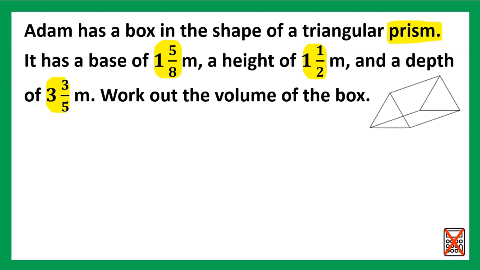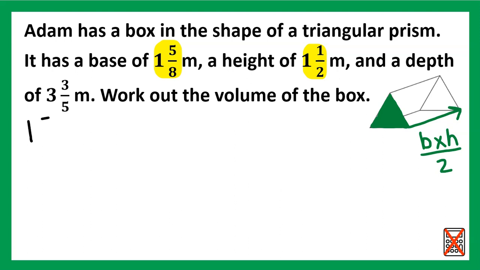The volume of any prism can be worked out by first finding the area of the cross section, which is the 2D face which appears throughout the whole of the 3D shape, which in this case is the triangle at the front. Once you have the area of the cross section, you can multiply by the height or the depth depending on the rotation of the shape. So starting off with the area of the cross section, which in this case is a triangle, I can work out the area of a triangle by multiplying the base times the height and dividing by 2.